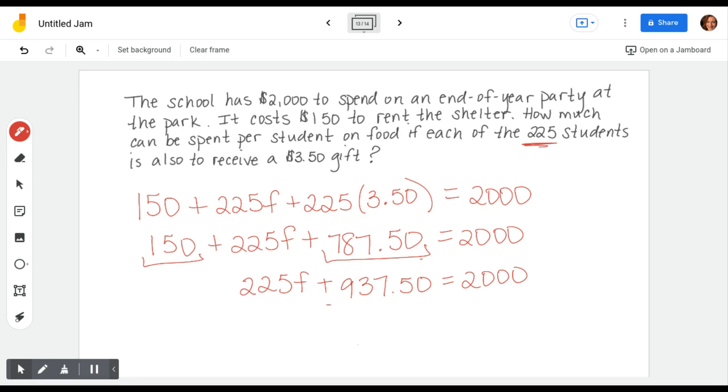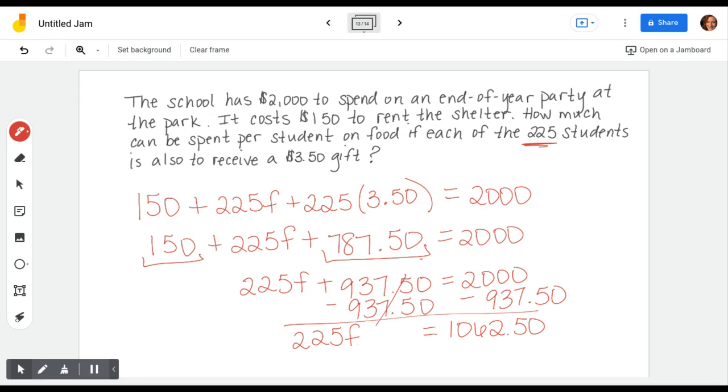To get F by itself, I need to start by subtracting that $937.50. So we're getting the gift amount out of there. That way we can put all of our focus on the food amount. So let me grab my calculator. My kids can use that. 225F equals, when I subtract, I get $1,062.50. To get F by itself, I'm going to divide by 225.